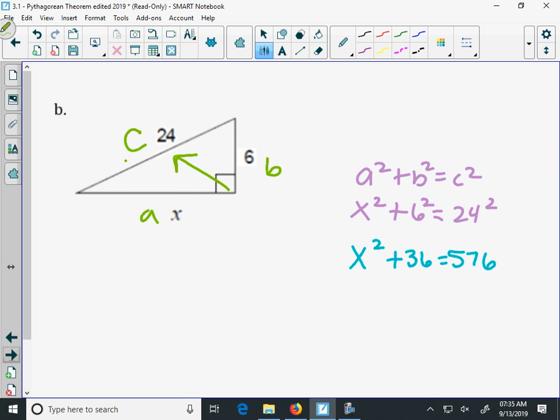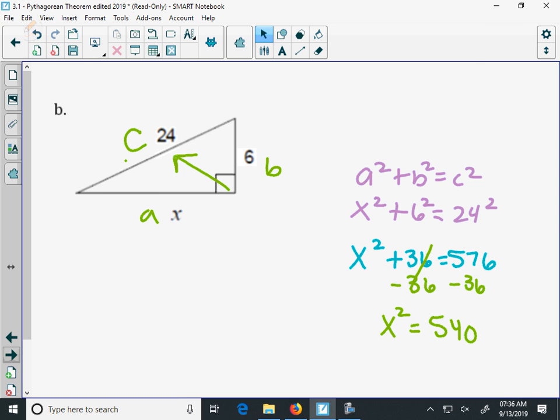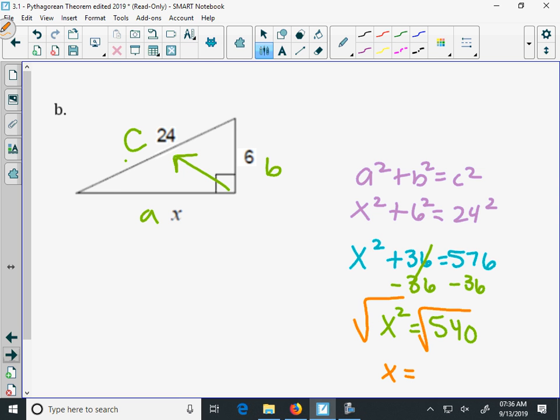To get x by itself, what do I have to do with that 36? Subtract it. So x squared is equal to, what's 576 minus 36? 540? And then what do I need to do on both sides? Square root. Is 540 a perfect square? Do we get a whole number when we square root it?